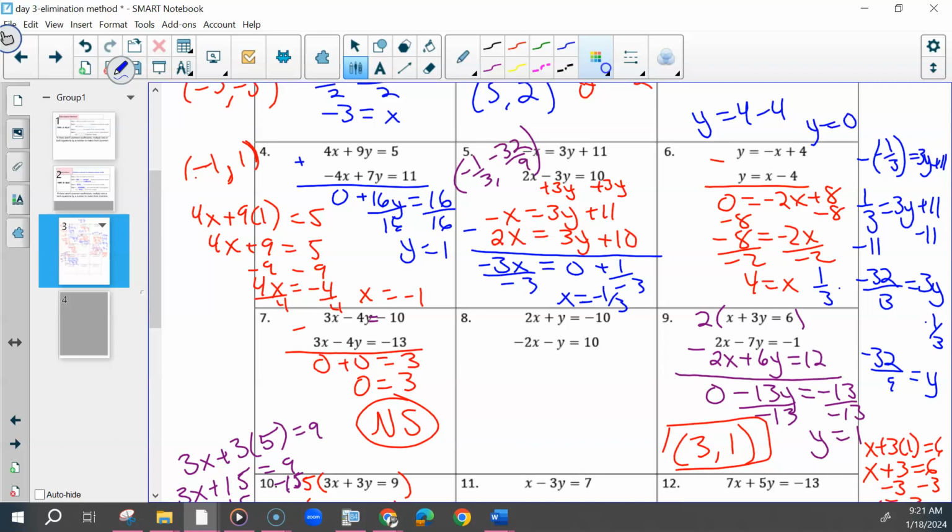Zero can be part of your solution. That doesn't make it no solution or infinitely many. So if you get 0, don't freak out. Unless your variables have canceled, then it can become no solution or infinitely many.